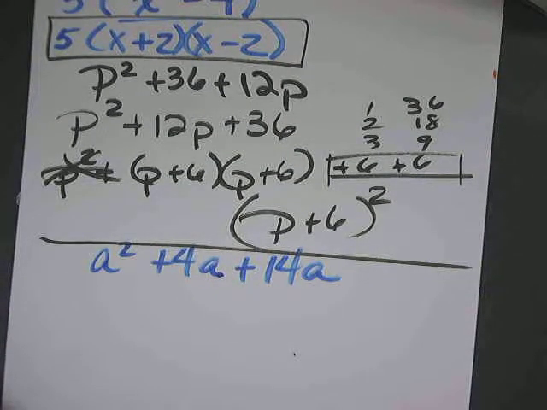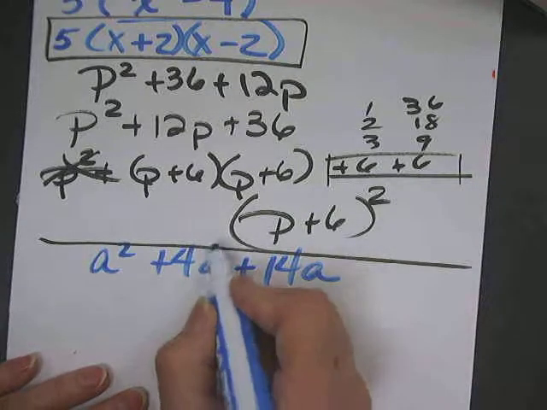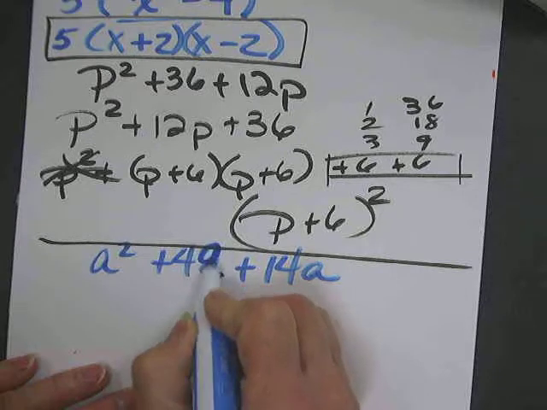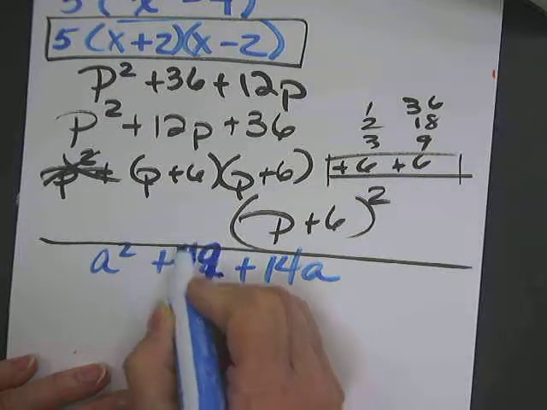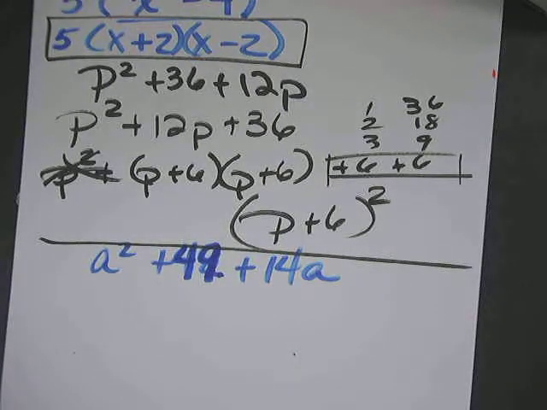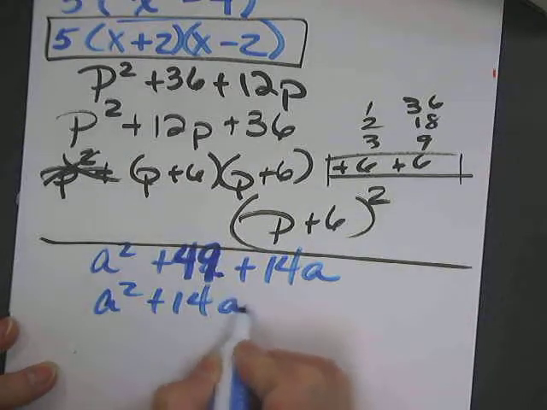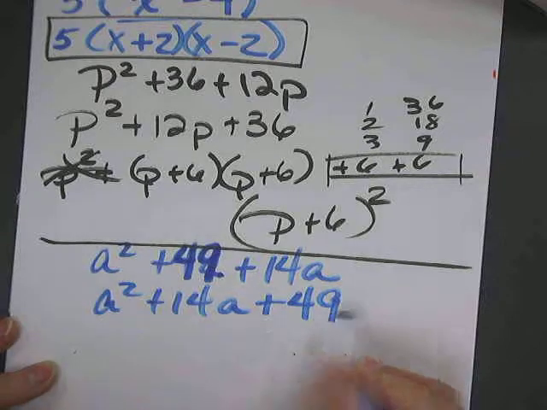a squared plus 49 plus 14a. What's going on? Common factors, do they have one? Yeah. Oh, did I do it right? You said 49, I said 49, I put 4a. Thank you. Okay, so what's going on there?